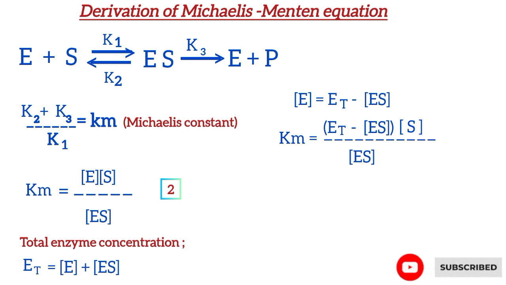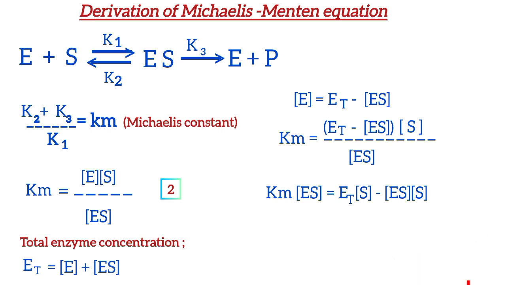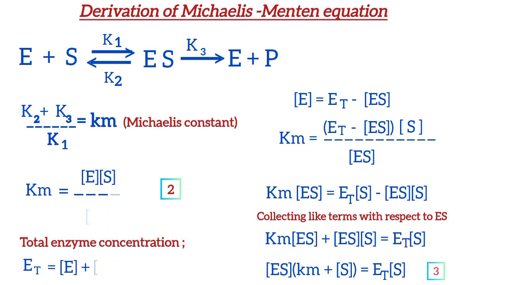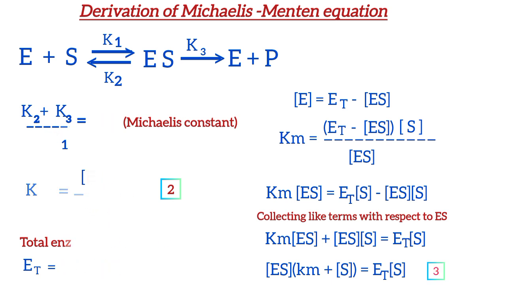Next, we cross multiply, and while doing this, we remove the bracket by multiplying the total enzyme concentration and the enzyme-substrate concentration by the substrate concentration. Doing this, we have this. Collecting like terms with respect to ES, we have this. Now, factorizing ES on the left-hand side of the equation, we have this. Now, let's take this as our equation 3.